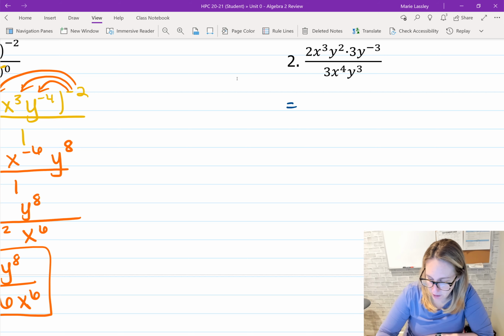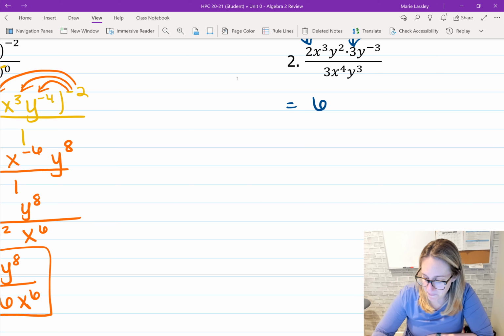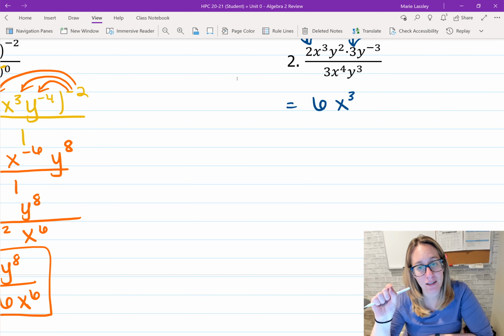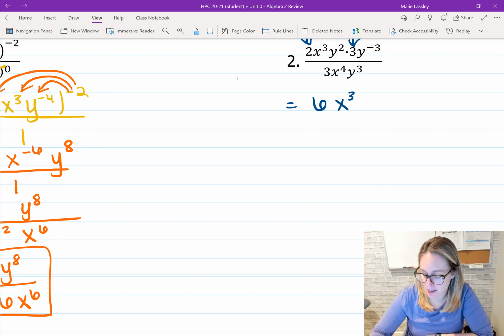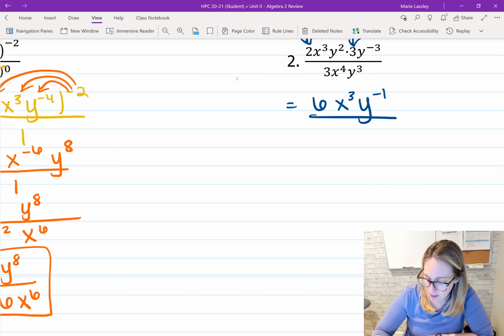So first I'm going to take this 2 and this 3, and multiply them. 2 times 3 is 6. I only have one x in my numerator, so I can just leave it as x cubed. But now I'm going to multiply y squared times y to the -3. And remember, if you're multiplying the same bases, you add their exponents. So you end up with y to the power of 2 plus -3, which gives me y to the -1, all over. And in my denominator, there's nothing I can combine there. I only have one of each thing, so I'm just going to leave it as x to the 4th y cubed.